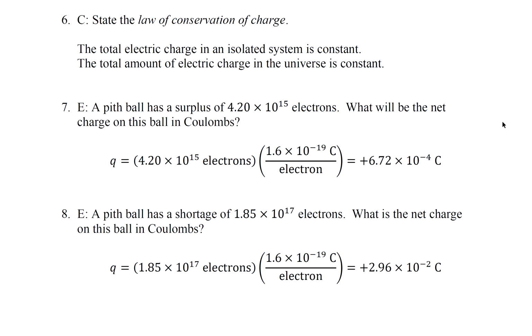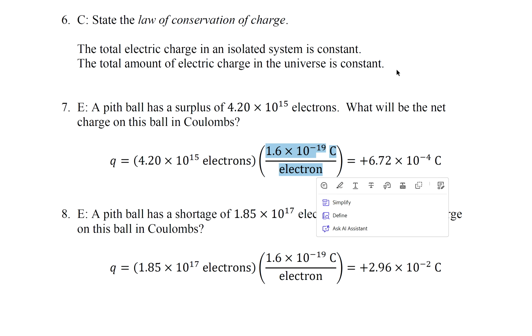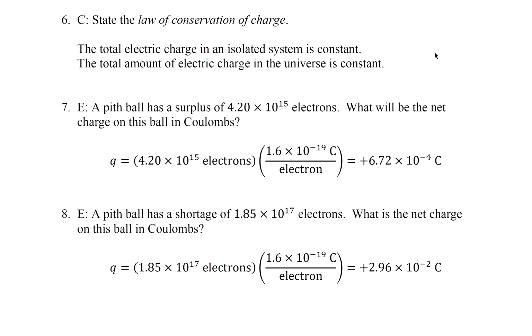Question 7. A pith ball has a surplus of 4.2 times 10 to the 15 electrons. What would be the net charge on this ball in coulombs? So we want to go from the units of electrons to the units of coulombs. So we started with electrons here. Then we multiplied it by the number 1, 1.6 times 10 to the minus 19 coulombs per electron. If electron over electron cancels, we just get coulombs in the numerator.